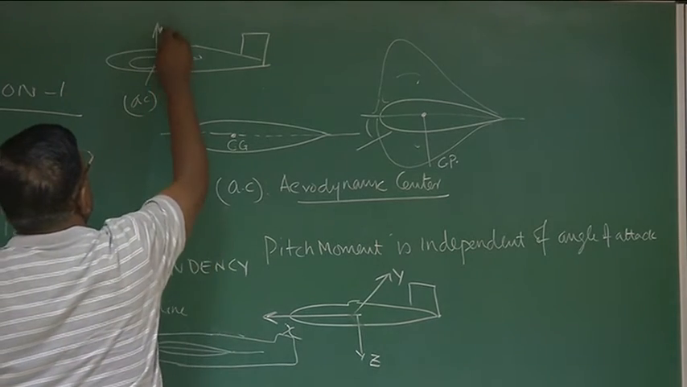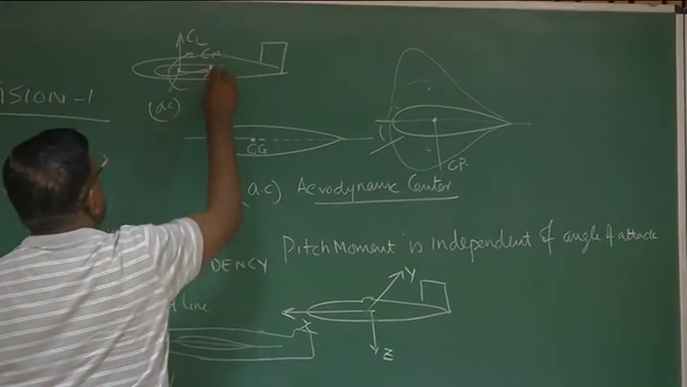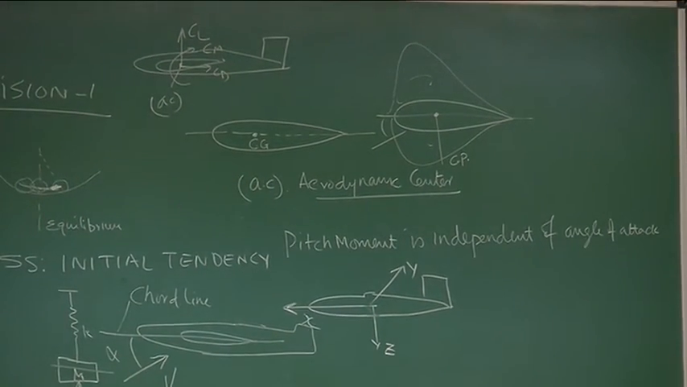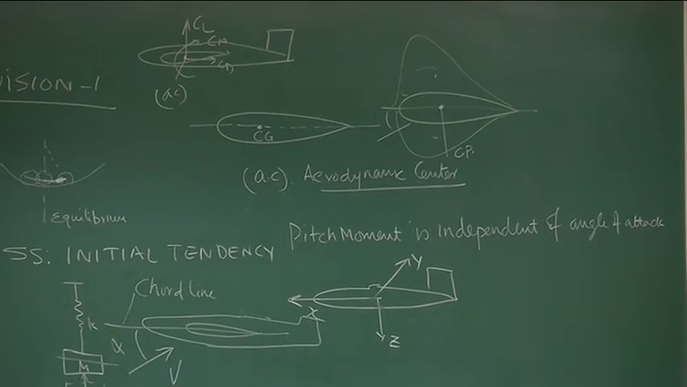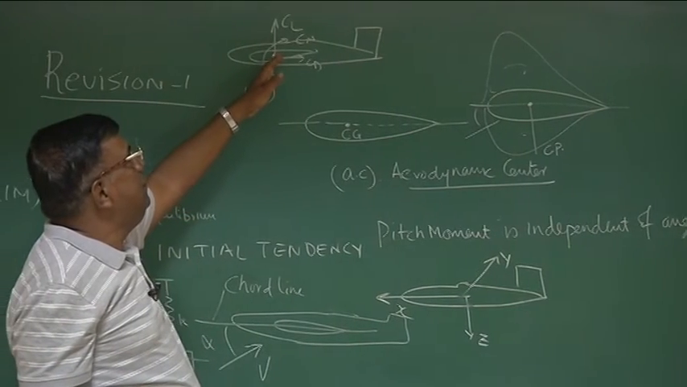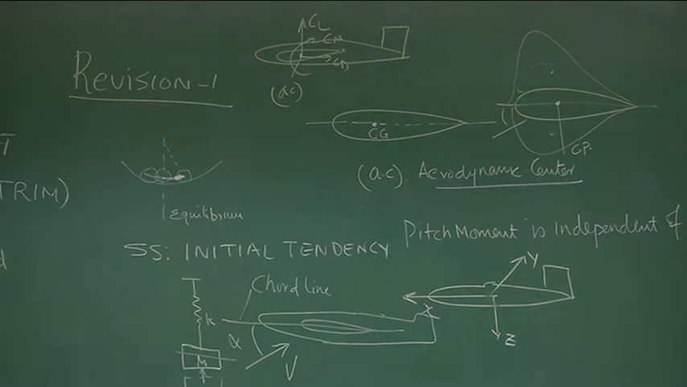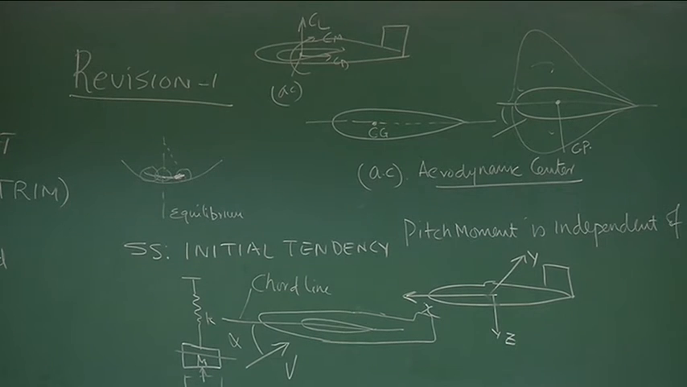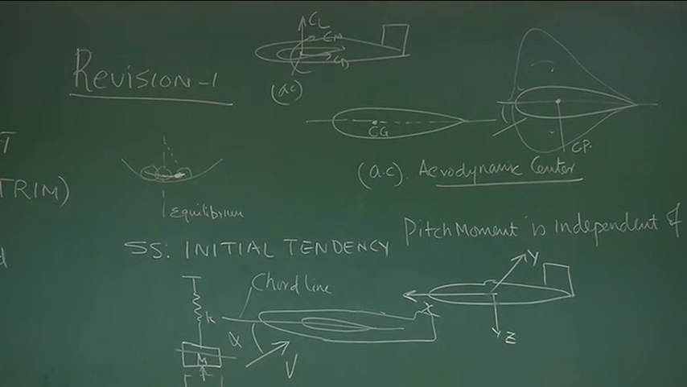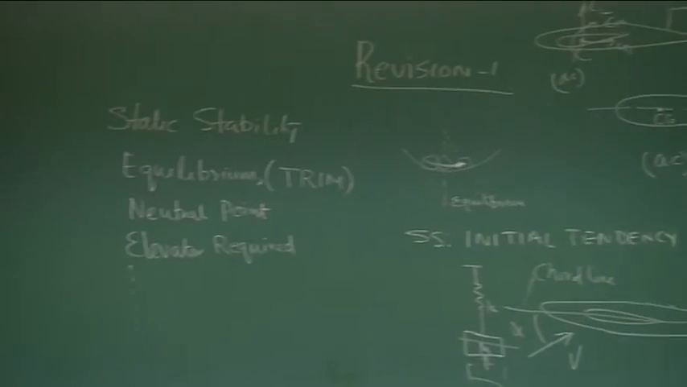So I'll represent CL, CD, CM. Instead of putting all those things at the center of pressure, we will be transferring them and represent as if their resultant is acting at the aerodynamic center, because we have an additional advantage that about the aerodynamic center, the pitching moment is independent of angle of attack. That helps us.